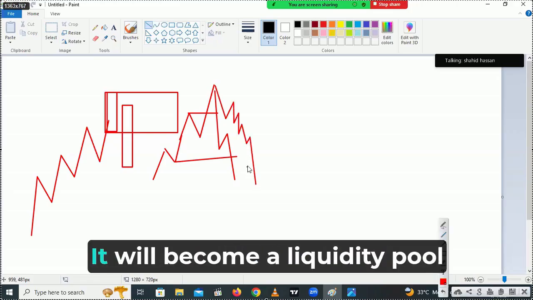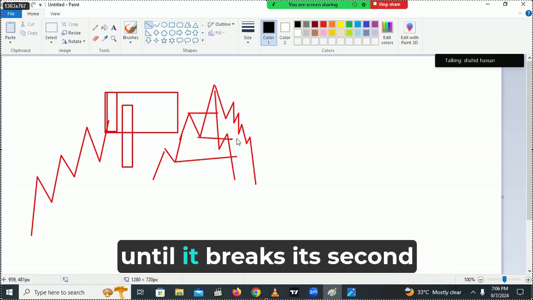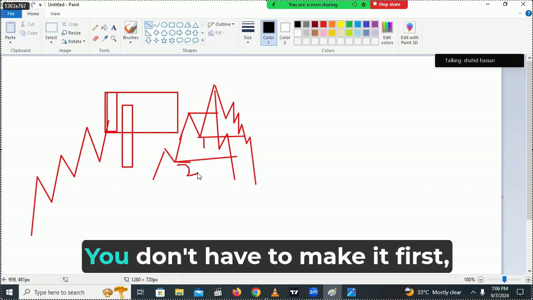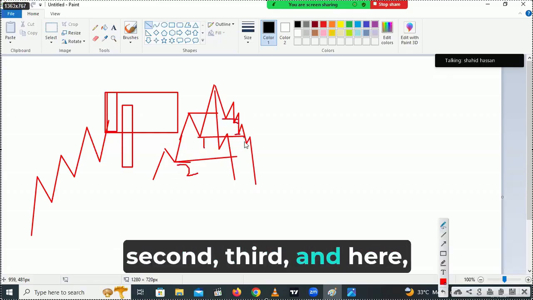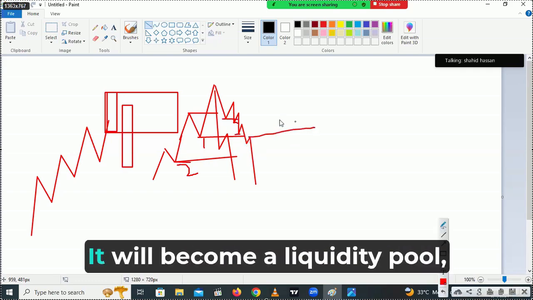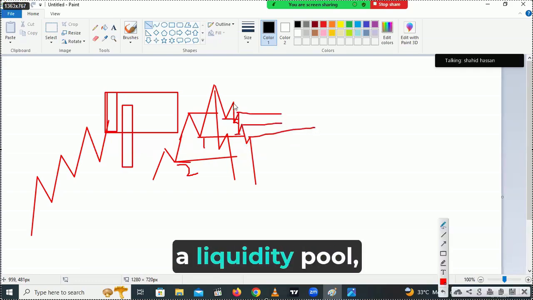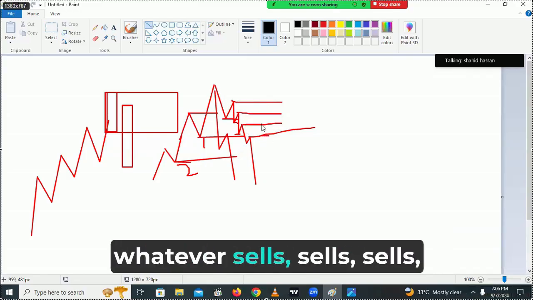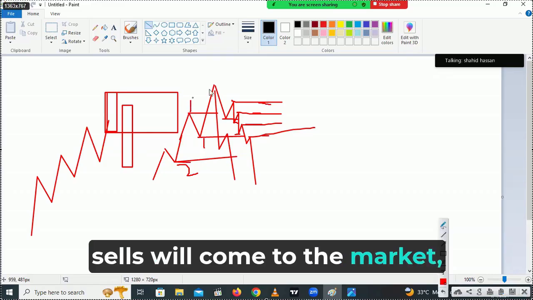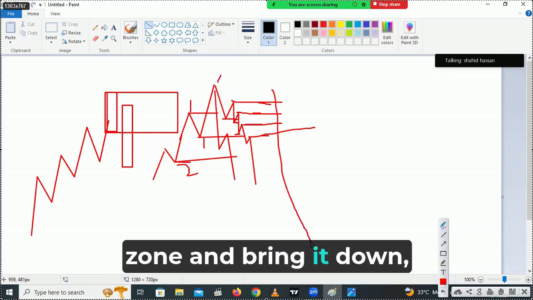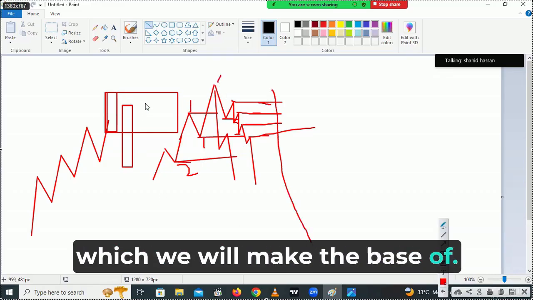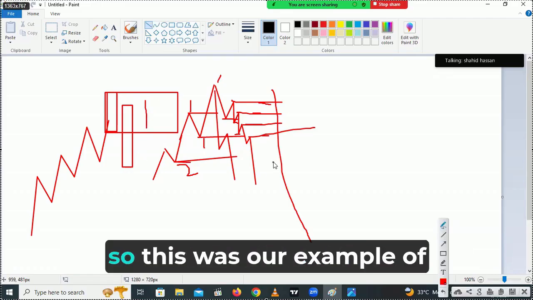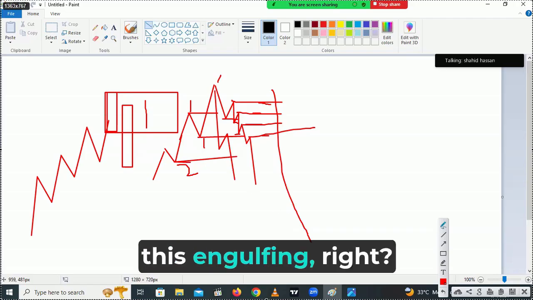What will it be for us? It will become a liquidity pool until it breaks its second structure. Here we will have the first and here the second. You don't have to make it first, second, third, and here what will it be for us? It will become a liquidity pool, and here whatever sells will come to the market and we will sell it from this zone and bring it down, which we will make the base of. We made this engulfing the base and we aligned this structure with it. So this was our example of this engulfing, right?